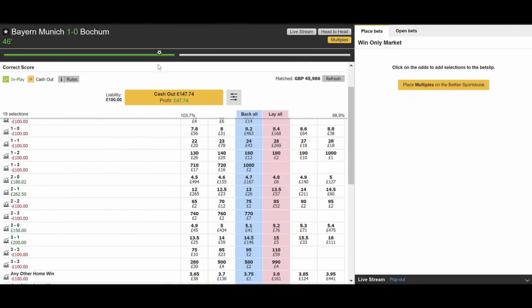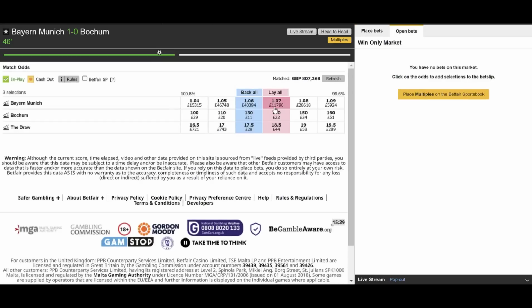So we've reached half-time in this one, and it's Bayern Munich 1, Bochum 0. So Bayern Munich took the lead not long before the half-time whistle went. Now, look at this. Look at the cash out. It's 47% return on our stake. Remember, if we were just backing Bayern Munich with the same £100 to win the match, and let's just head to the match odds market. I mean, they're into 1.07, so it was 1.14, laying off at 1.07.